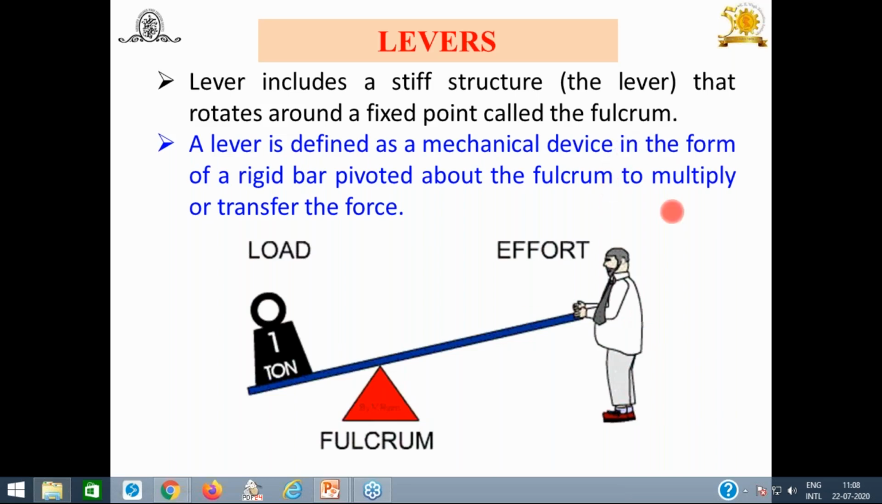Here, to multiply or transfer the force, effort is required, and because of this some force is produced here, or it can take some load or help to bear the load. That means there are three basic terms we are going to use here: the load, which is generated here; second, the effort required to produce that force or load; and third, the fulcrum.